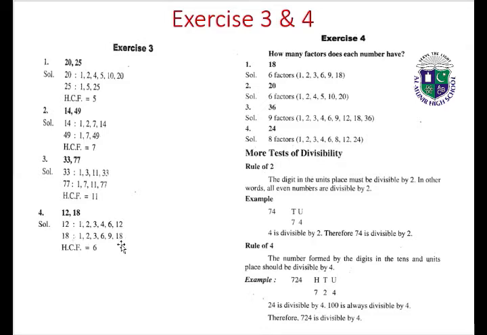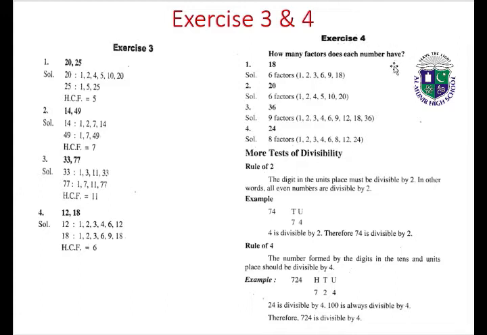18: 1 times 18 is 18, 2 times 9 is 18, 3 times 6 is 18, 6 times 3 is 18, 9 times 2 is 18, 18 times 1 is 18. Highest common factor is 6.